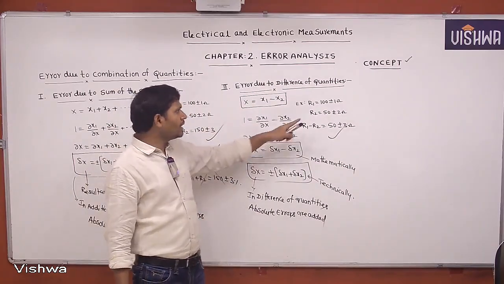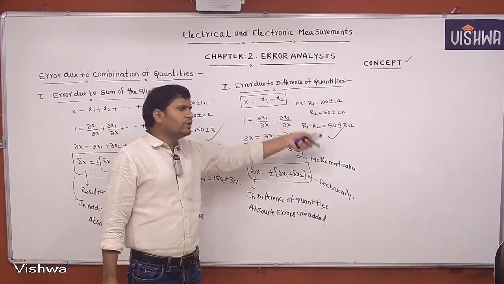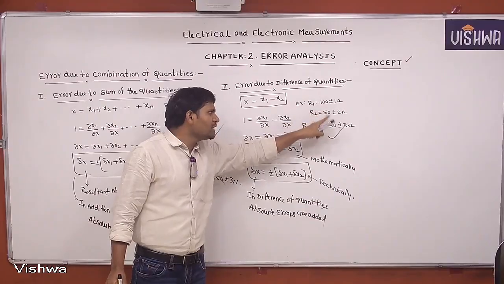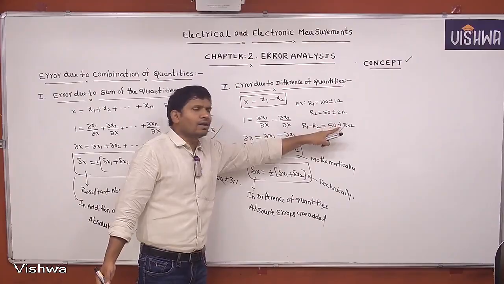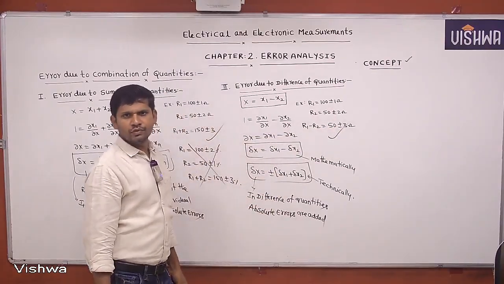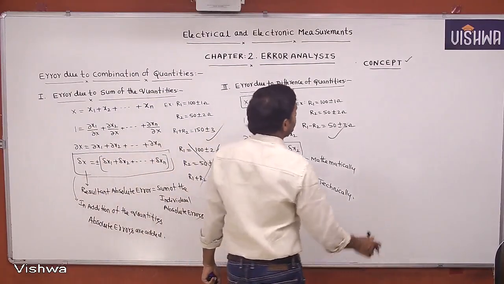Don't do this analysis on limiting error. If limiting error is given, you convert it to absolute, then you can do it. That's why 50 plus. Normal analysis, 100 minus 50, 50. But how to do the error analysis? In difference of quantities also, which errors are added? Absolute error. We can add directly. Okay. Then third one.